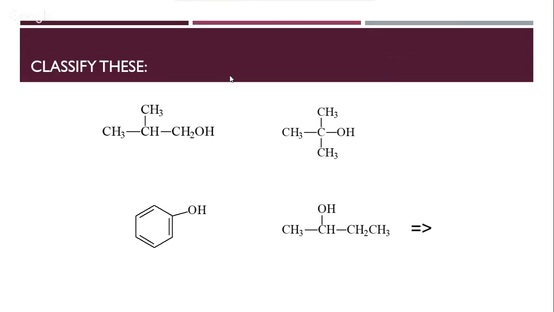So remember 1 degree, 2 degree, 3 degree, and the ring based alcohols, right? Which are also called aromatic alcohols. So these are all the different types of alcohols.